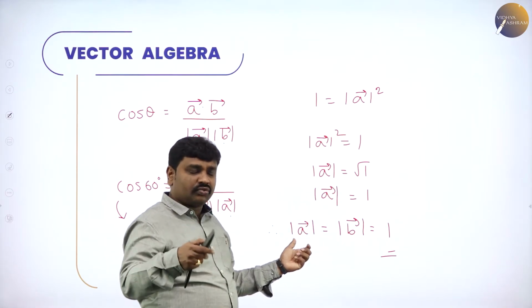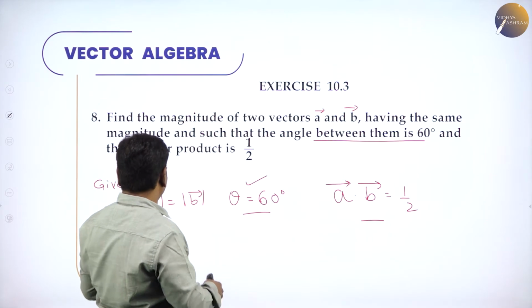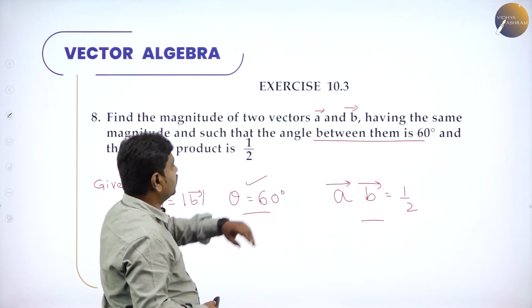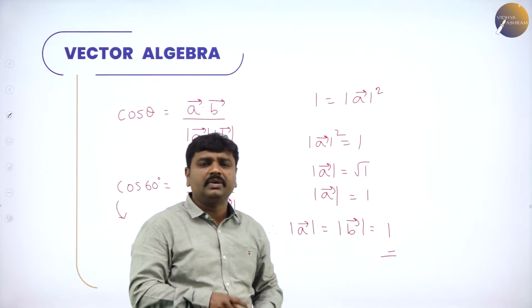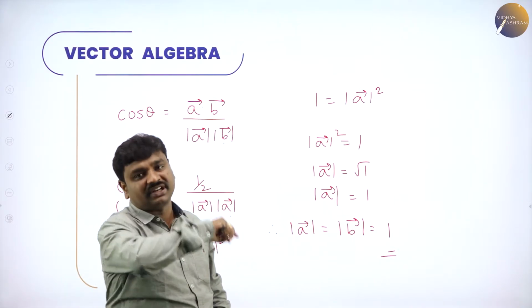So magnitude A is 1, and they told that magnitude A and B both are the same. So both are having the same magnitude. So magnitude A, if you get, that will be same as magnitude B. Both are 1. So it means both are unit vectors.